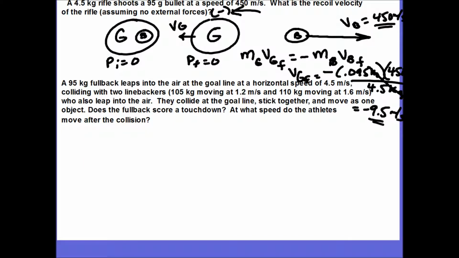Last one I want to look at for you, a 95 kilogram fullback leaps into the air at the goal line at a horizontal speed of 4.5 meters per second, collides with 2 linebackers, each of them moving with different speeds. Looks like a really complicated problem. It's not too bad. I'm going to draw this as a fullback moving this way. I have 2 objects here, linebacker 1, linebacker 2, that are both moving this way at slower speeds. What we want to do is determine whether or not the fullback scores. So it's a simple conservation of momentum problem.